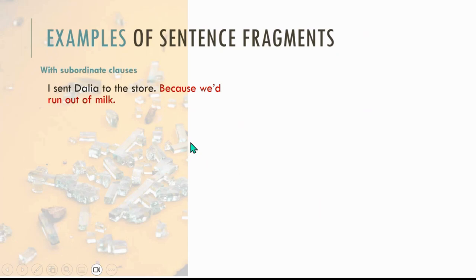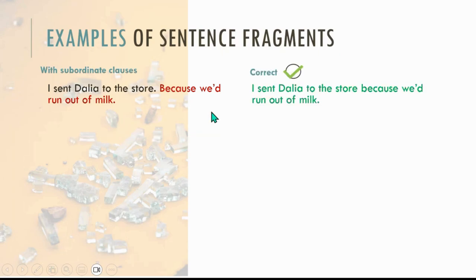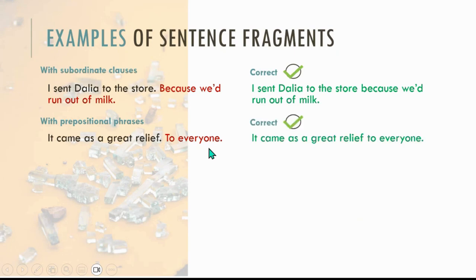So here's some more examples of sentence fragments. I sent Dahlia to the store, period, because we'd run out of milk, period. Well, watch out for a wabub at the beginning of the sentence. If it doesn't connect to an independent clause, it's a fragment. I sent Dahlia to the store because we'd run out of milk. You might find it with prepositional phrases. It came as a great relief. To everyone's not a complete sentence, so it needs to be joined. It came as a great relief to everyone.